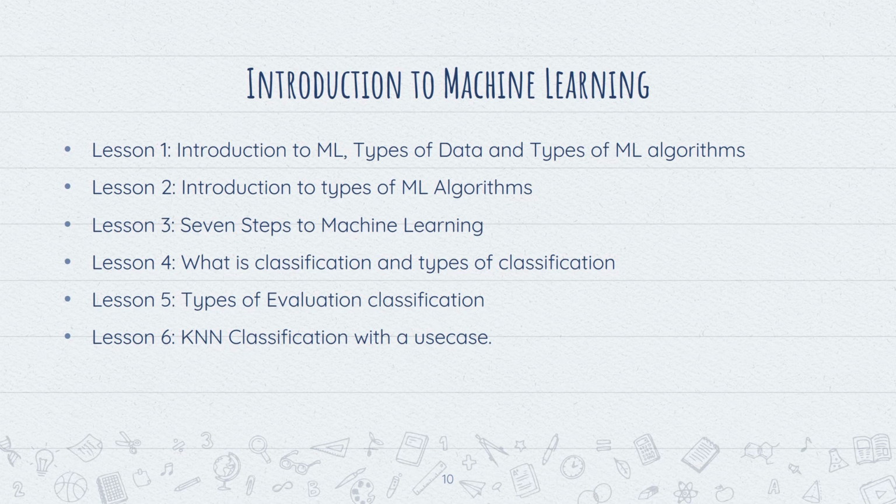Now, lesson 5 is all about the evaluation of these models. We have different metrics that's out there so that we can evaluate how much accurate our predictions are. And lesson 6 is about a classification called KNN, which is relatively very simple to learn. And that is the reason why I introduced this particular classification model in this chapter, so that you can get hands-on with the machine learning course.